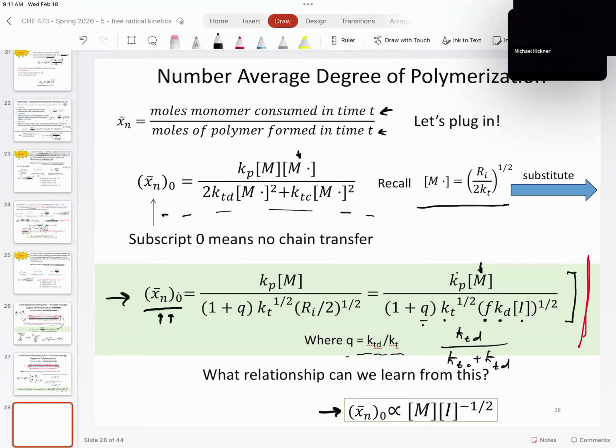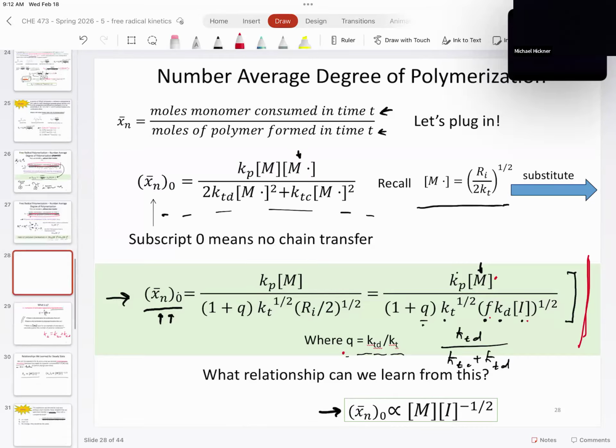We can figure out what the monomer concentration is. We can figure out what the rate constants are. We can figure out what the initiator concentration is, the initiator efficiency, F, and we know something about Q as well, depending on what the termination looks like. So without chain transfer, we have a way to figure out what the degree of polymerization is.